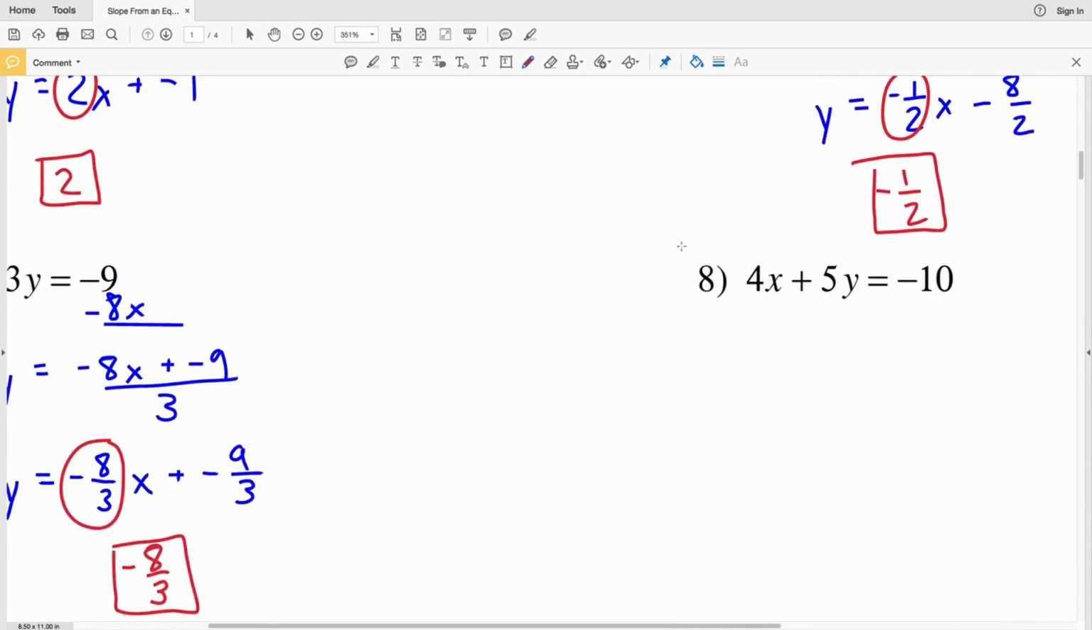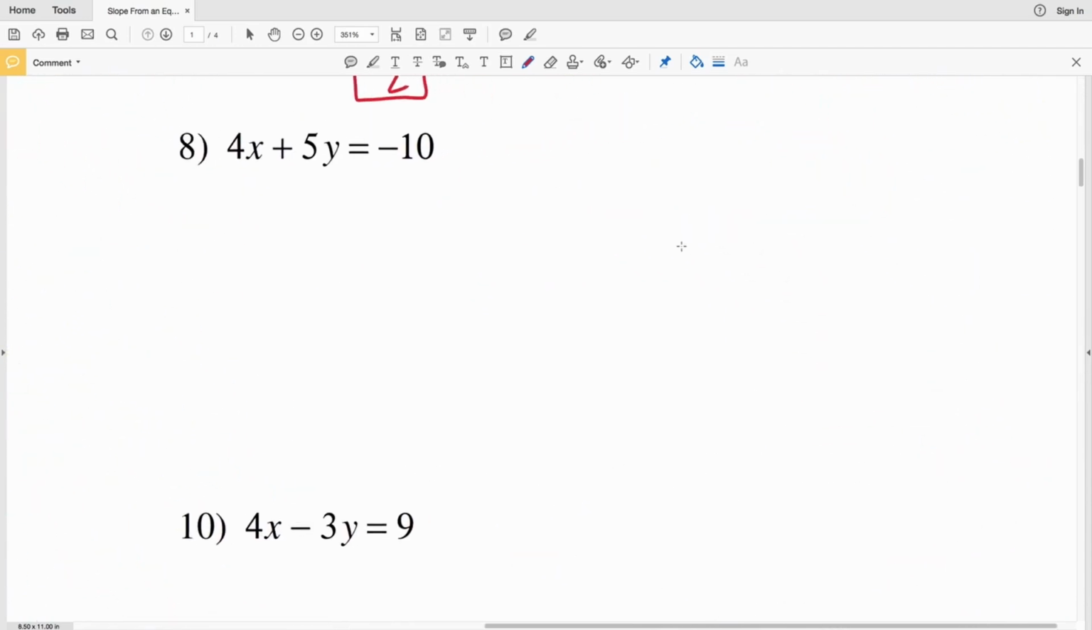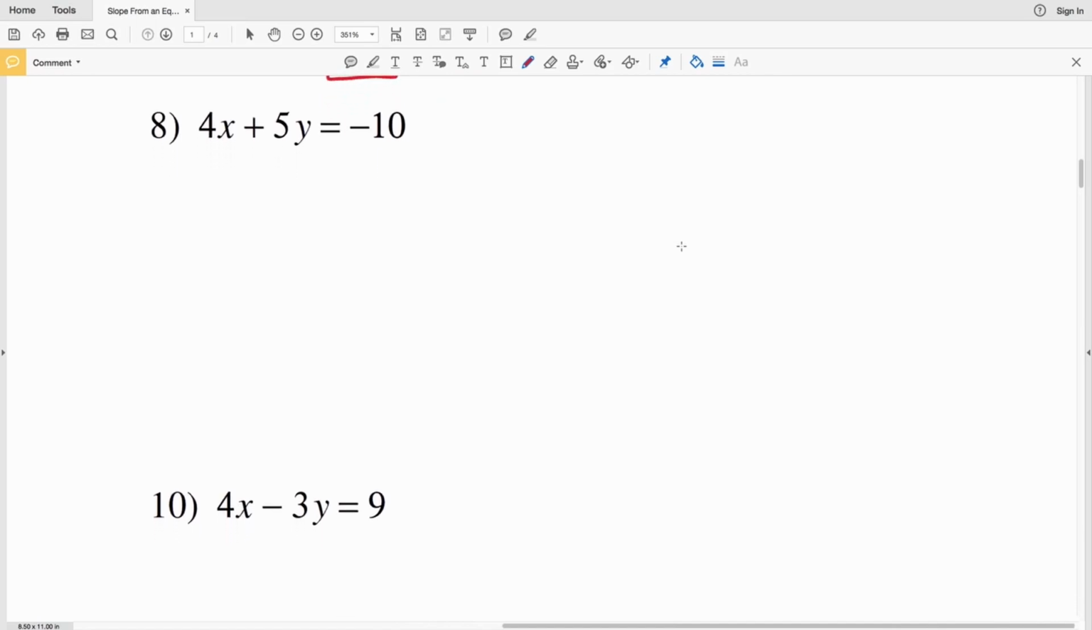So picking back up with number 8, we have 4x plus 5y equals negative 10. We're going to start by subtracting 4x from both sides because we want to isolate this y.